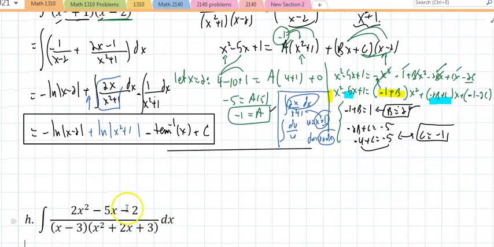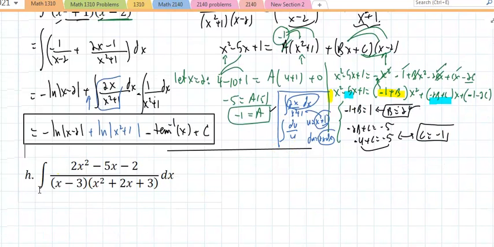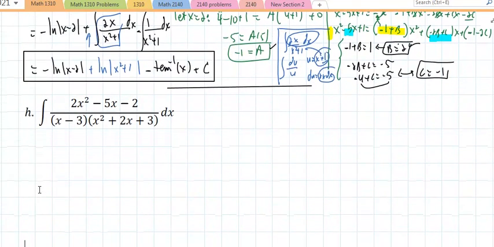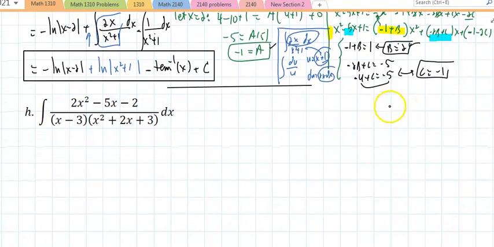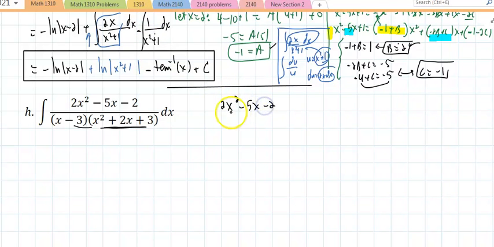And I have one more to go. And this should touch on almost all the combinations that you come across in the homework. So how hard is this problem? How quickly can you figure out where this comes from? Since this doesn't factor, I can't factor that. Since that cannot factor, I'm looking at 2x squared minus 5x minus 2 over x minus 3 into x squared plus 2x plus 3.